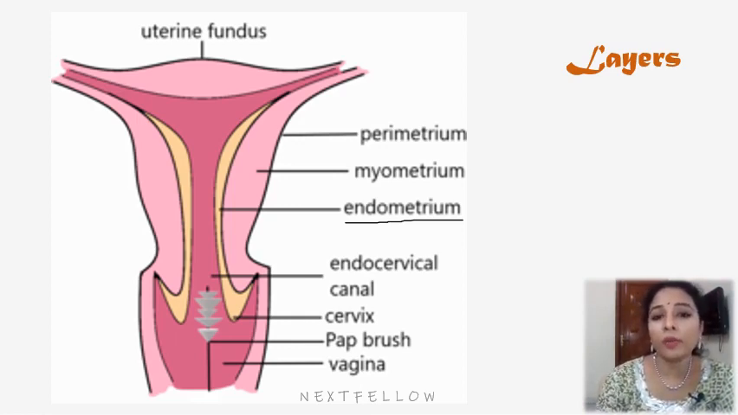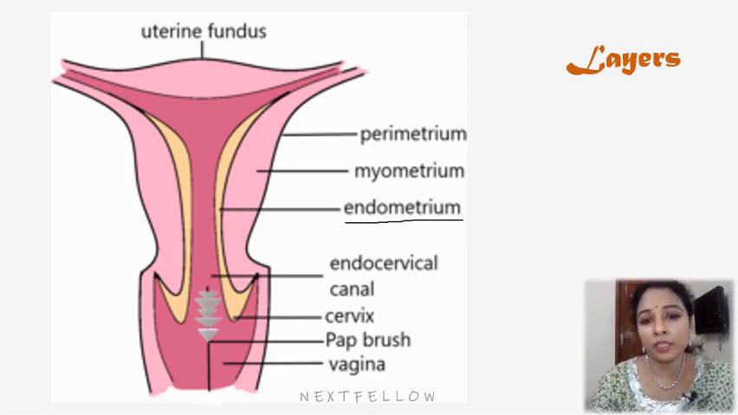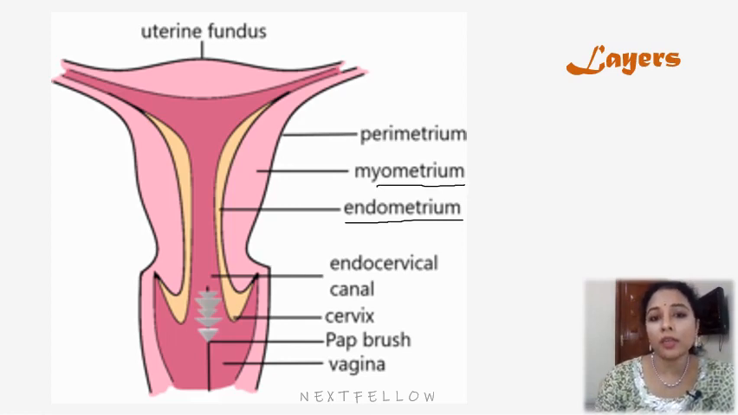And next to the endometrium is the myometrium, which is a muscle layer that contains smooth muscle, and outermost is the perimetrium. The perimetrium is the serous layer of visceral peritoneum covering the outer surface of the uterus.